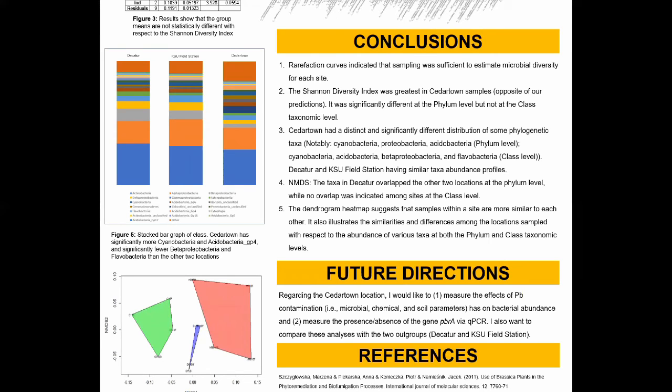Regarding the NMDS plots, the taxa in Decatur overlapped with the two other locations at the phylum level, while the class level didn't really have any overlap at all. The dendrogram heat maps, as we just saw, illustrate the similarities and differences among the locations.